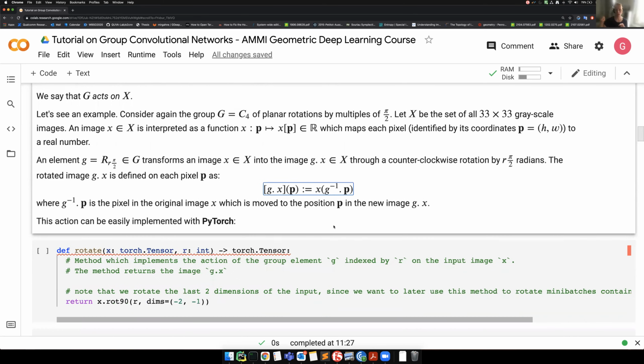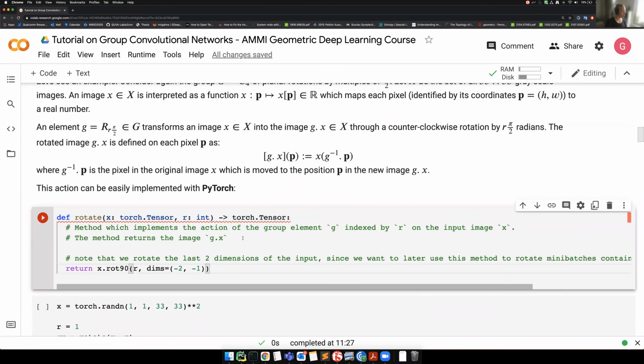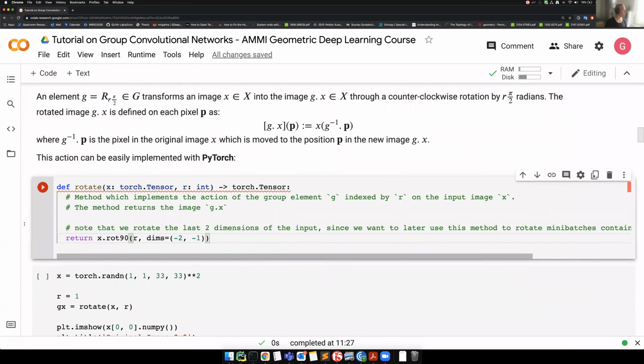Just need to go back to the previous image and check where the pixel is coming from in practice. So yeah, I don't know why this is an error, but it should be running. In this exercise, you don't need to do anything. I'm just providing you this function. What we are doing here is just implementing this action.